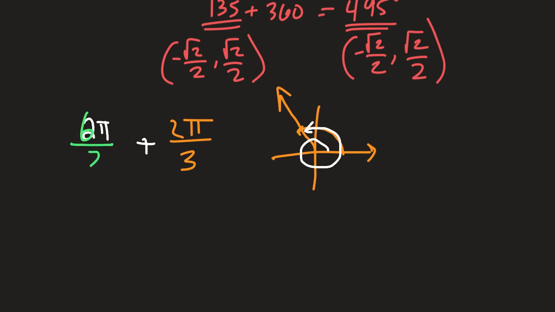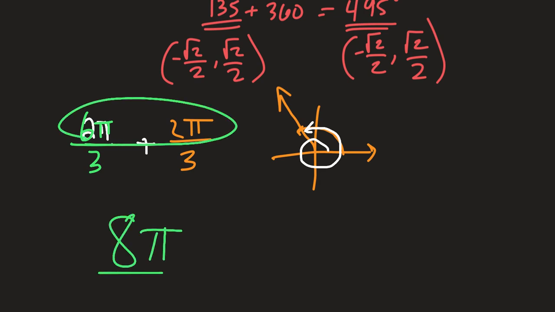So 2 pi is the same as 6 pi over 3, because 6 divided by 3 is 2. So whenever we're adding 2 pi to a fraction, we have to make sure to make them both into fractions. So then 6 plus 2 is 8 pi over 3. That would be this angle where you go around your circle one time and end up at the same 2 pi over 3 angle measure. Okay, coterminal.